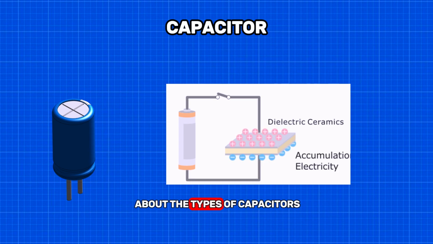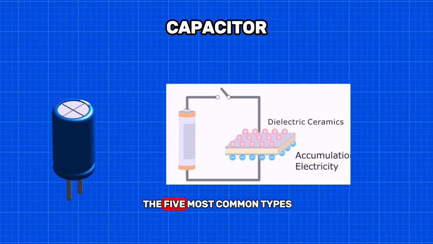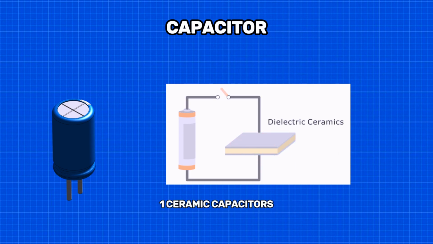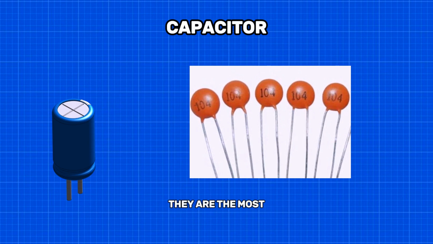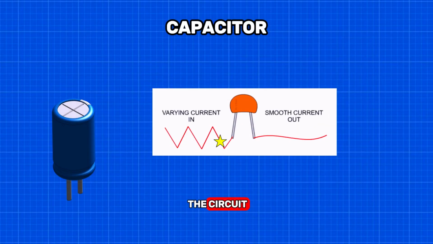So now let's talk about the types of capacitors. There are various types of capacitors, each suited for different applications. So let's talk about the 5 most common types. 1. Ceramic capacitors. They are the most common capacitors in electronic circuits. Ceramic materials make them non-polarized, so you can connect them in any direction in the circuit. Electronic engineers use ceramic capacitors in high-frequency applications such as RF circuits.